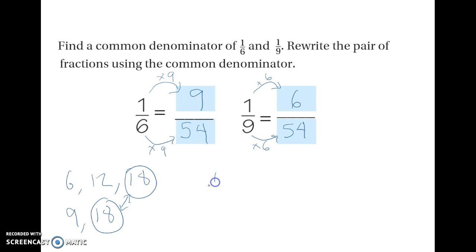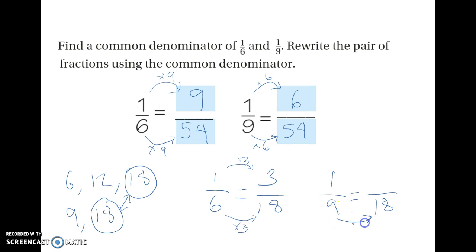So really, I could have changed 1/6 into a fraction over 18, and 1/9 also into a fraction over 18, thinking this is going to be 6 times 3, so I have to do times 3. 3/18, and then this one is times 2, times 2. So 3/18 versus 2/18, which is just smaller numbers to work with than using 54.